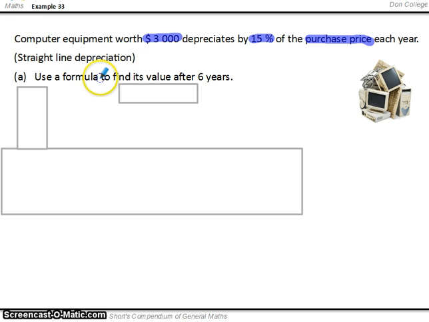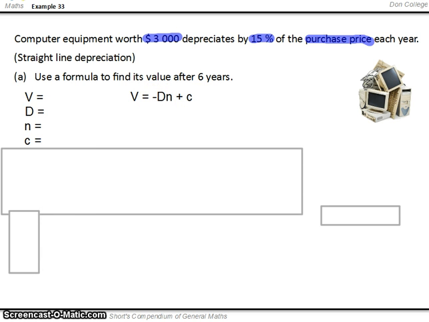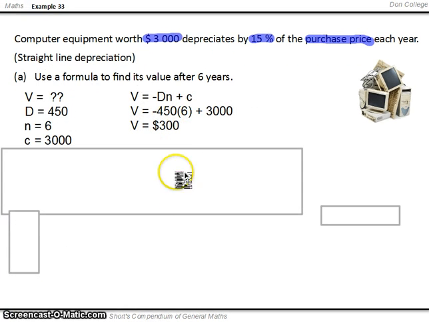So choose the formula, use your formula sheet, write it down, write the bits down here, fill in everything you can and see if you can work it out. So you should get V equals minus Dn plus C, and then you can substitute in the values. So we can work out its value using this information. V is minus 450 times 6 plus 3,000, which equals $300.